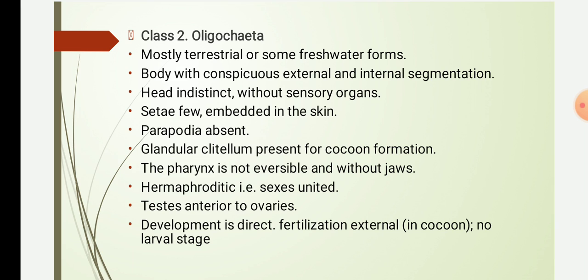Okay, and then the next point is the male reproductive opening lies in front of the female reproductive opening. They are hermaphrodite, that is, sexes are united. Then the testis is anterior to ovaries, that is, the male reproductive opening lies in front of the female. Then the development is direct. There will be no formation of larval stages. So development is direct and fertilization is external, that is in the cocoon.